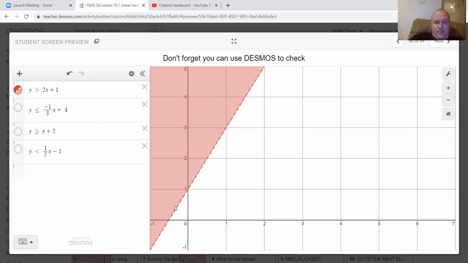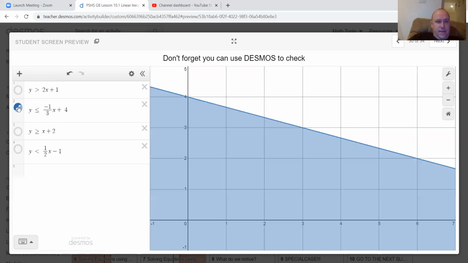Ones that lie on the line, we would not count, because this just says greater than, it does not say greater than or equal to. When I have less than or equal to, notice this time I have a solid line, just like I did when I was graphing these earlier.